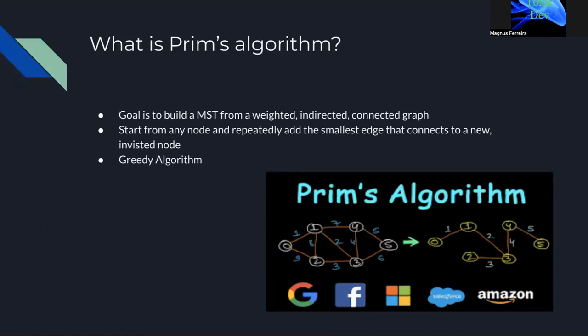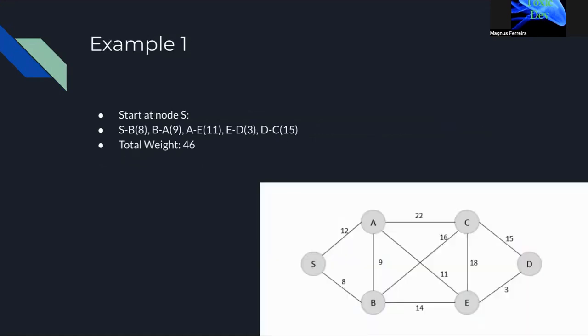What is Prim's algorithm? Prim's algorithm is a classic, greedy approach used to construct a minimum spanning tree. It works by starting at any vertex and continuously adding the smallest possible edge that connects the current tree to an unvisited node. It's efficient and widely used, especially in network design. Its time complexity depends on how we represent the graph: O(n squared) with an adjacency matrix, or O(e log n) if we use a priority queue.